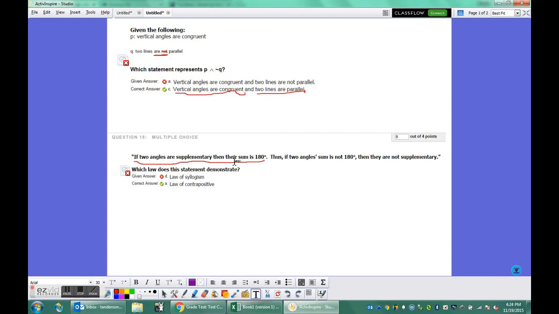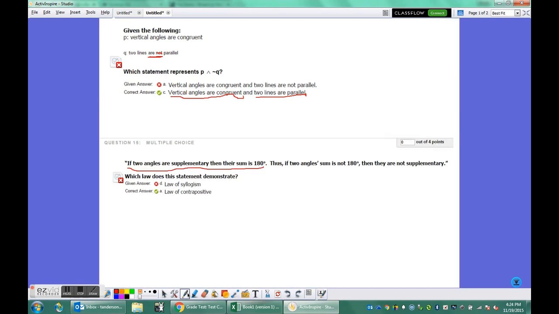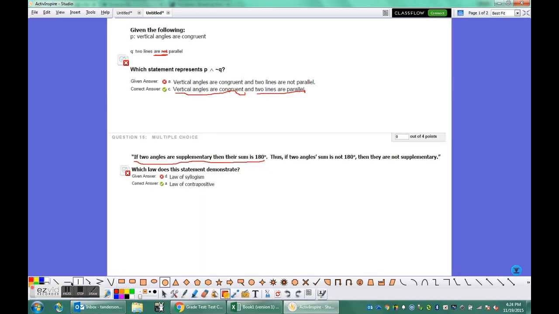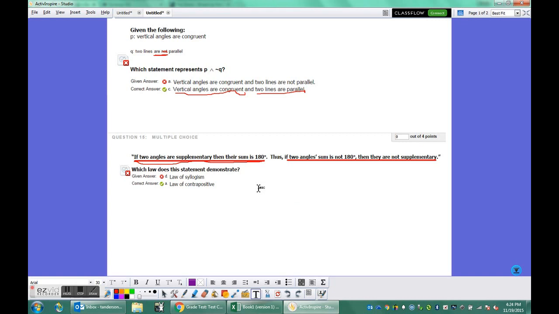If I look at the first statement and compare that to the second statement here, it says two angles sum is not 180, then they are not supplementary. You'll notice that I have just written out the contrapositive. Okay, so that's why it's going to be law of contrapositive. Why it is not law of syllogism.